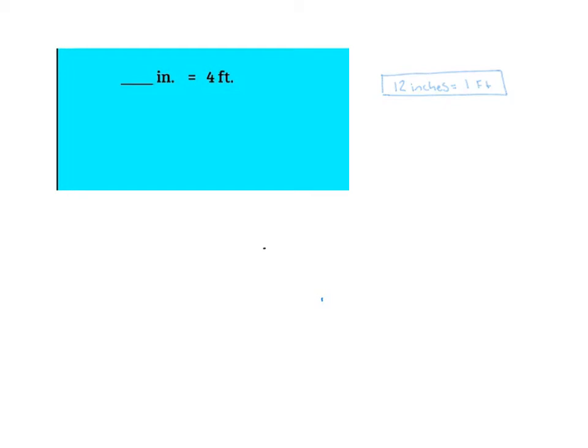If I'm thinking how many inches are in 4 feet, I first want to set up my proportion. 12 inches in 1 foot. I'm going to put my 4 feet on the bottom because I don't know how many inches are here. Inches go under inches, feet go under feet. Then remember, we used our cross multiplying. 12 times 4 is 48.